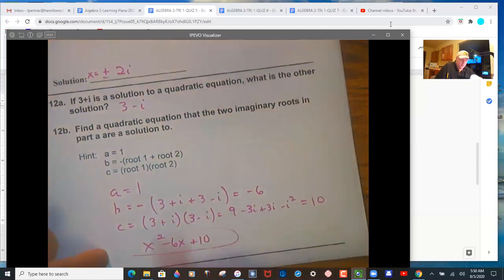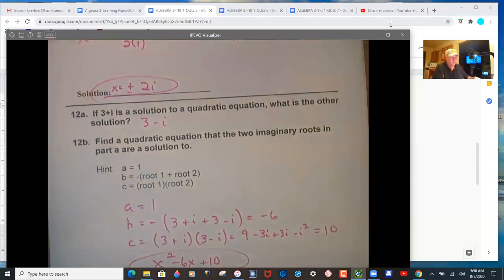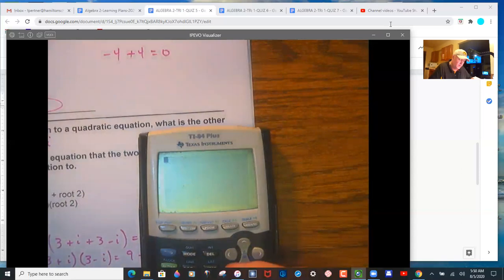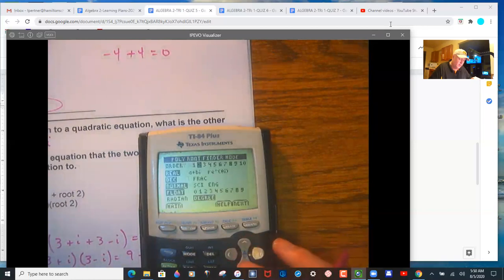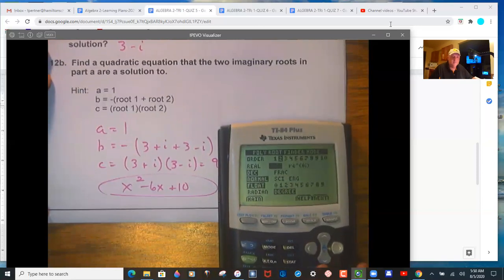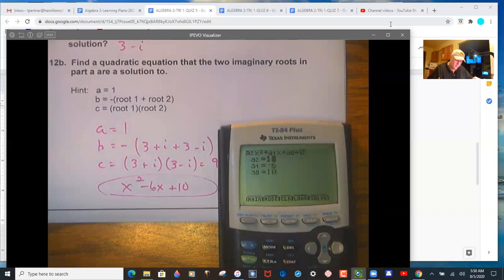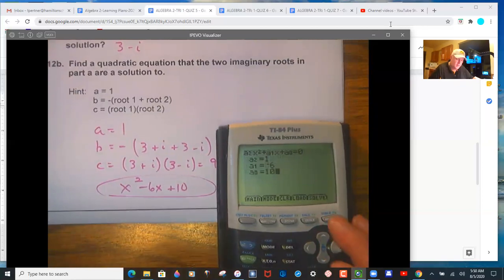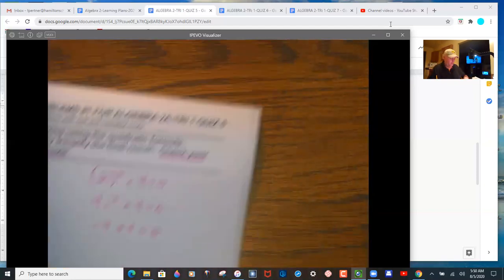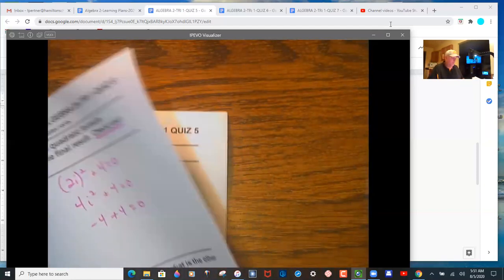Now what you can do is check these with your calculator, but you have to get the mode right. So you have to go under 8 to a plus bi. And it will do it. It will actually tell you those solutions, 3 plus i, 3 minus i. It will tell you those, and I believe the online calculator will do the same.